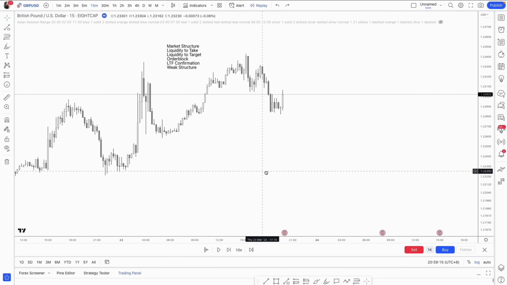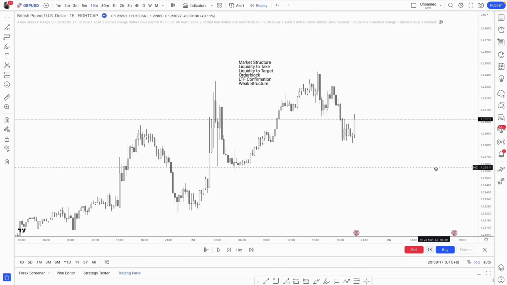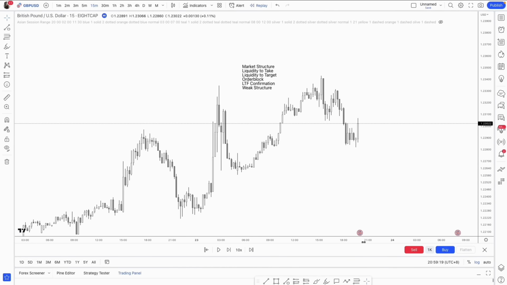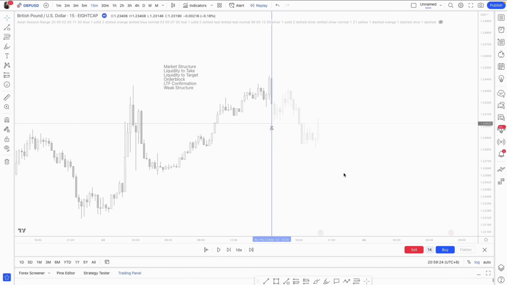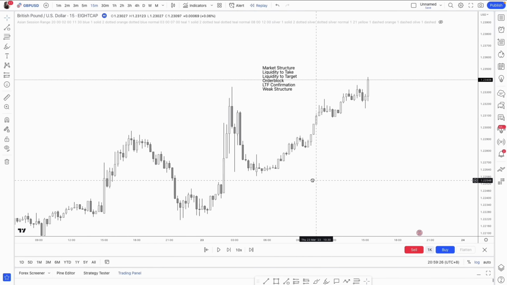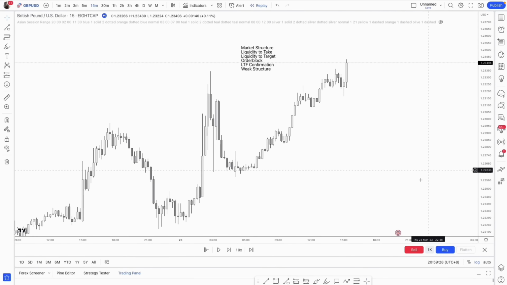So here we are, GBP USD, the pair that I trade the most on the 15-minute time frame. Now let's monitor price action. Let's take us back to around about here. So first and foremost, market structure.